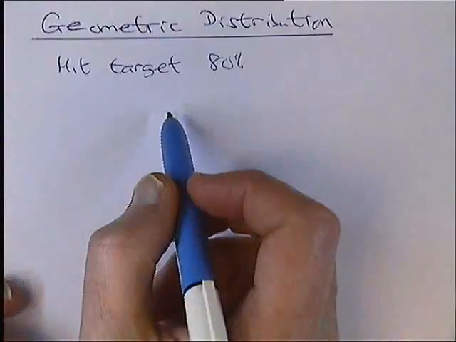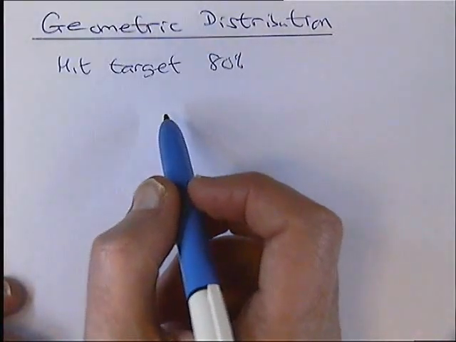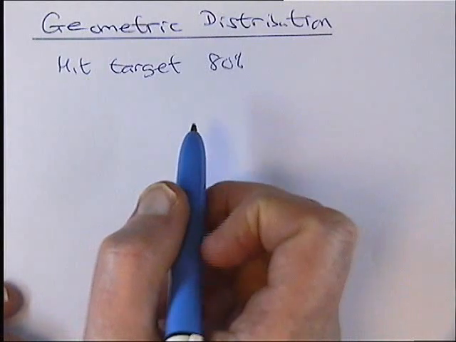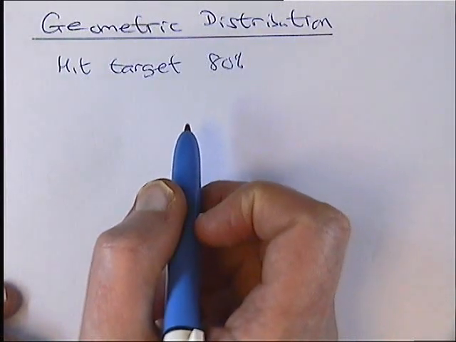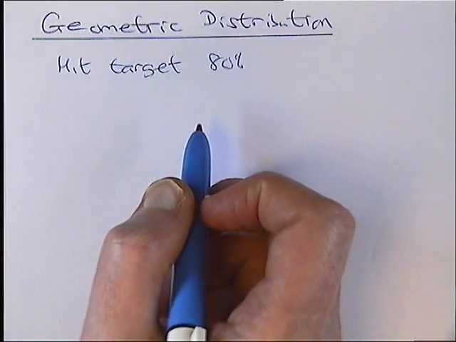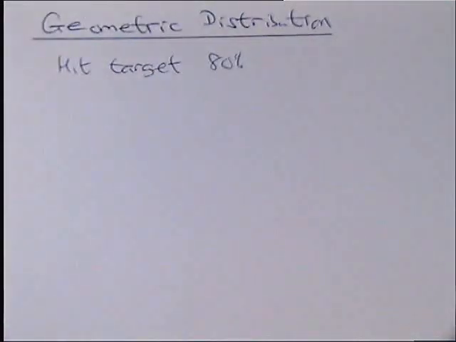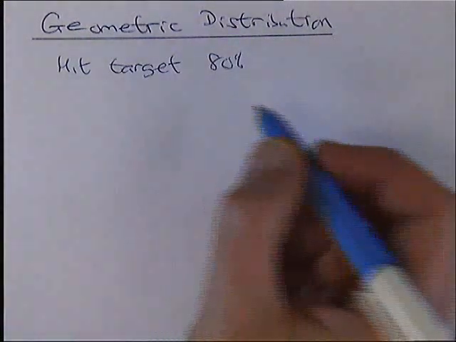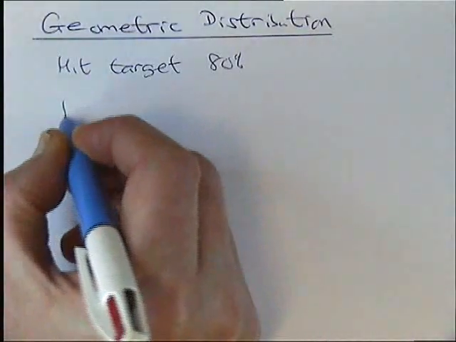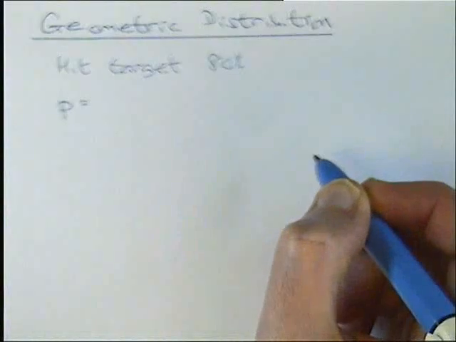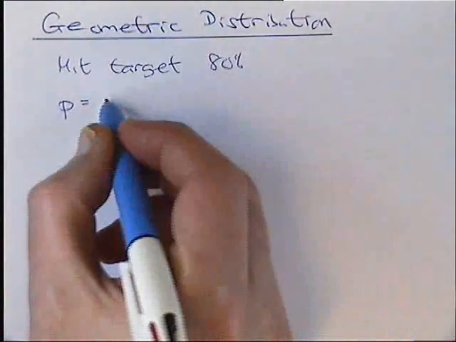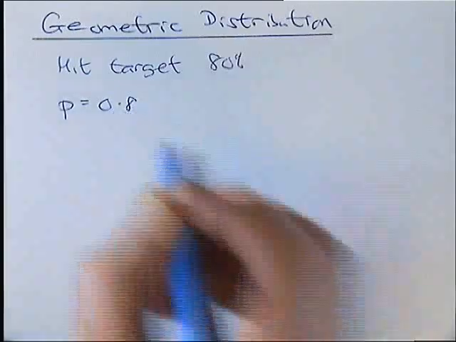So we're looking here at an archer who's firing arrows at a target, and he knows there's an 80% chance that he hits the target on any attempt. He never gets any better, never gets any worse, it's always a constant 80%. For the geometric distribution there's one key value, and that's p, your probability of success, which is a decimal here, will be 0.8.